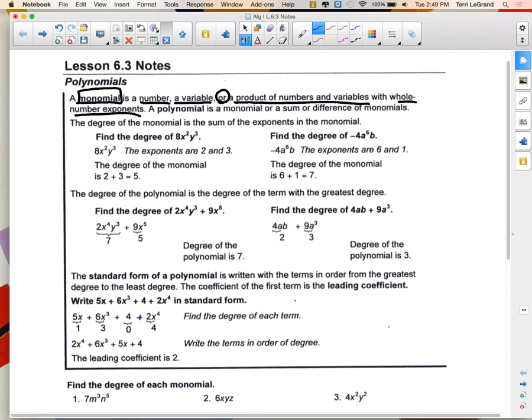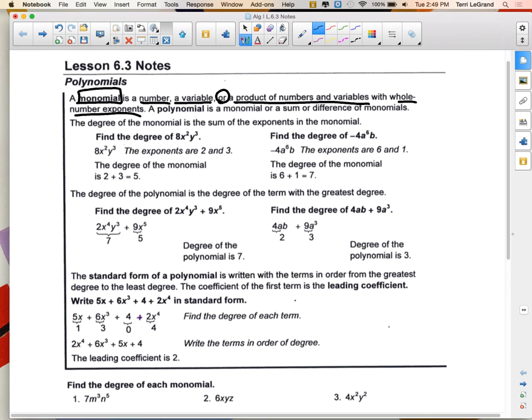If I just say x to the second power, that's a monomial. It's a variable being taken to a whole number exponent. If I say 7y, that is a monomial. It's a product of a number and a variable. If I say negative x squared y cubed z to the fourth power, it is a monomial because it is variables being taken to whole powers, being multiplied by a negative 1 at the beginning, and there's no addition or subtraction going on. It's just a product. All of those were examples of monomials.